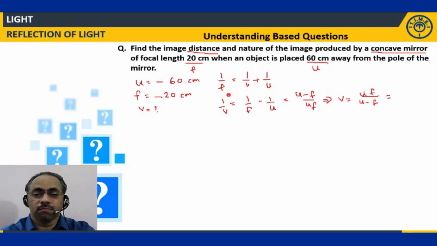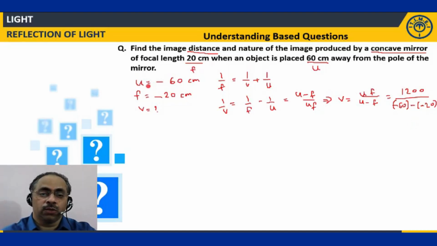What is U into F? Minus 60 into minus 20. Minus into minus becomes plus, right? So 1200. 60 into 20 is 1200. Okay. Divided by U minus F. U is already minus 60. Minus 60 minus minus 20. Focal length is 20. Okay. After substituting the U and F values in the numerator, I got it as plus 1200.